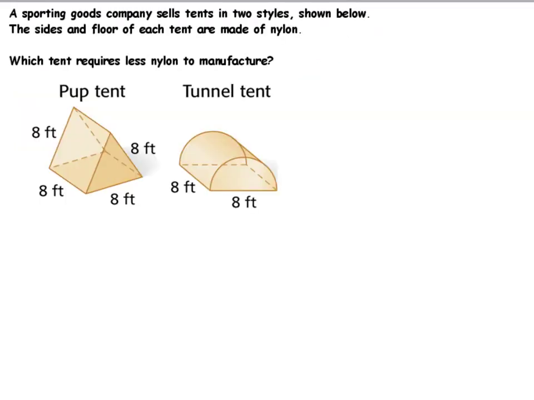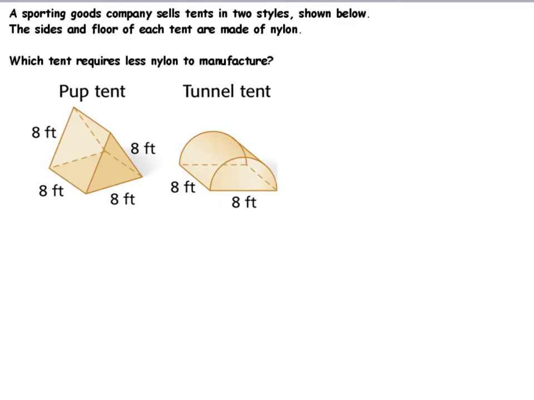All right, so a sporting goods company sells tents in 2 different styles. We have the pup tent, and then you have the cool tunnel tent. It says the sides and the floor of each tent are made out of nylon. Which tent requires less nylon? So in this case, all we have to do is a comparison of surface area.